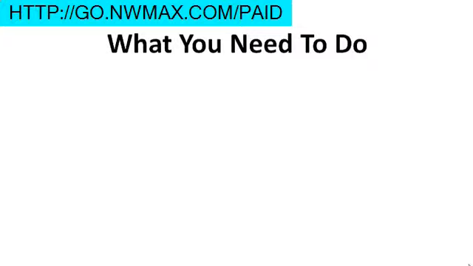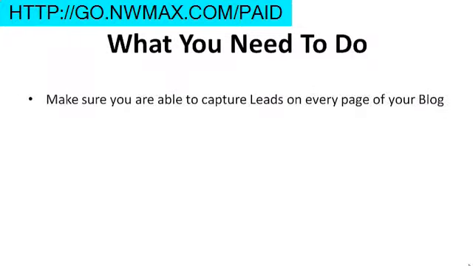So let's talk about what you need to do in order to get this set up and working for you. The first thing is to make sure that you're able to capture leads on every page of your blog, no matter where someone arrives. If it's through an article that they found through Google, they come, they read that article, there's an opportunity, at least one, for them to opt in, click on something, provide them with a lead magnet that gets them into your list.